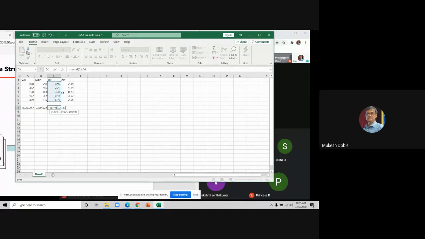The command here I used is CORREL, which is there in Excel. This is also very good. 0.94, this is negative. That means this is also very good. As the dipole moment increases, activity decreases, or if the dipole moment decreases, activity will increase. So these two descriptors seem to correlate very well with activity.